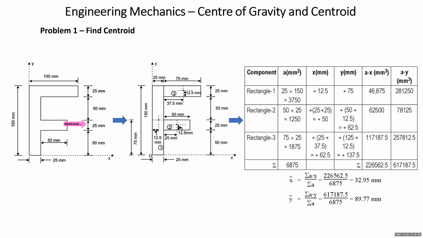Now we are ready to start with the problems, friends. Now you are given the first problem, which is a composite area in the shape of letter F. This is 100 mm, 150, this is 25, 50, all these dimensions are given. You have to find the centroid of this composite area. You need to split it into simple areas.